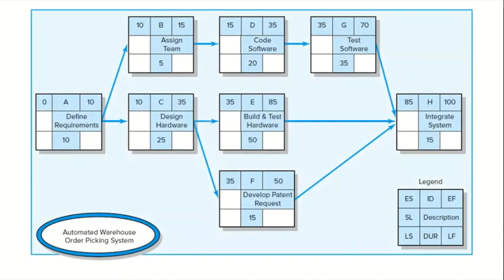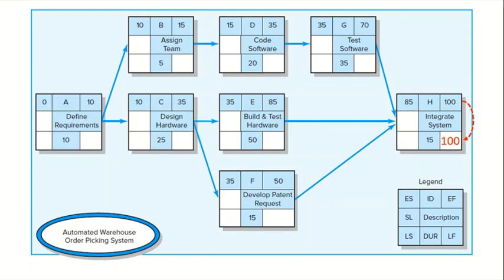It's time to go backward. The backward pass starts with the last project activity on the network. In this case, it is H. In early planning stages, this time is usually set equal to the early finish of the last project activity. The LF for activity H becomes 100 days.